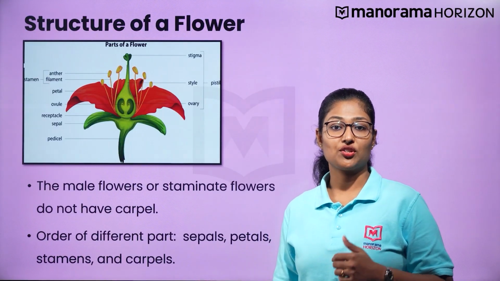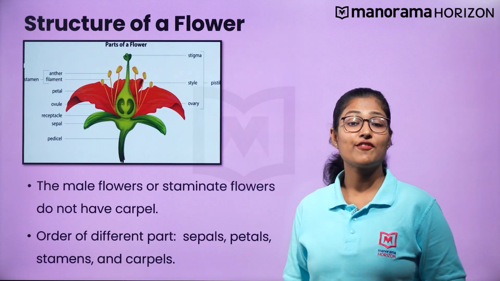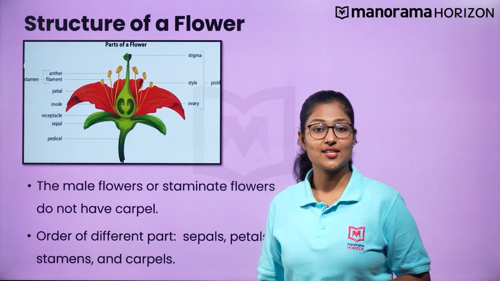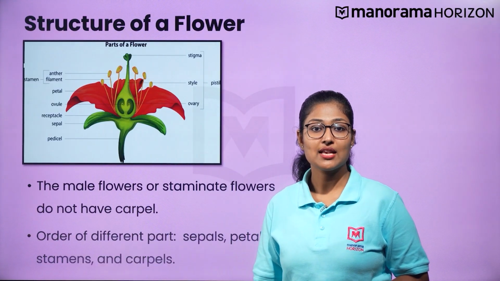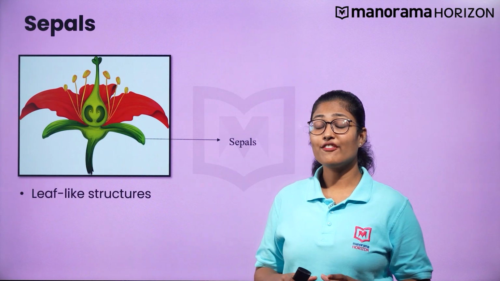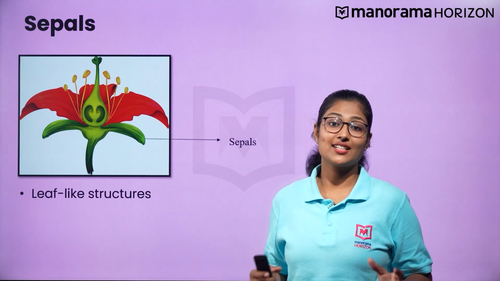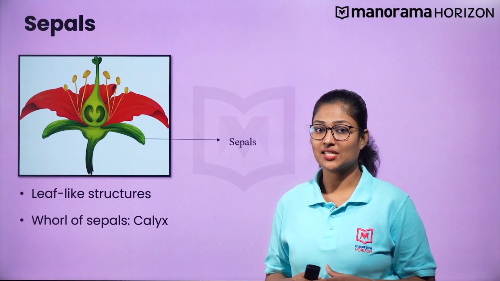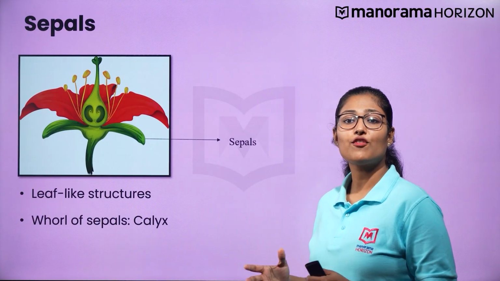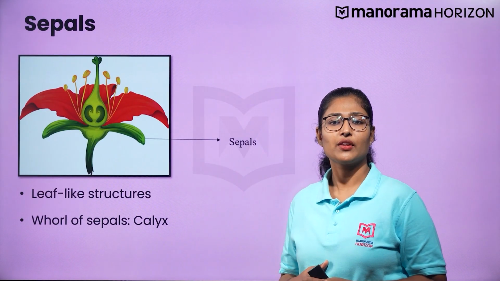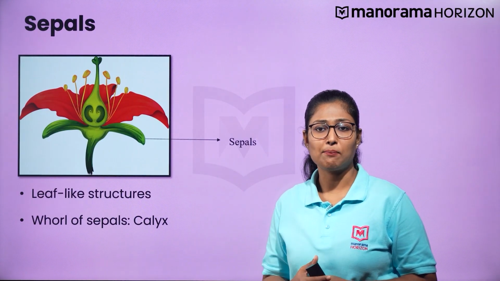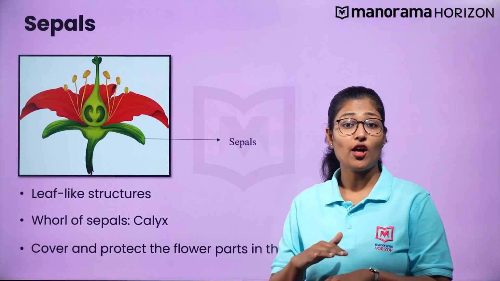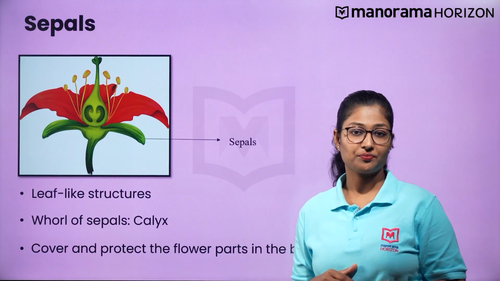Let me ask you a question here. What is a wall of sepals called? How is it different from that of the petals? Let us find out. Sepals are leaf-like structures and are often green. The wall of sepals is called the calyx. So all the sepals of a flower make a calyx. Can you tell the function of these sepals? Sepals cover and protect the flower parts in the bud stage.